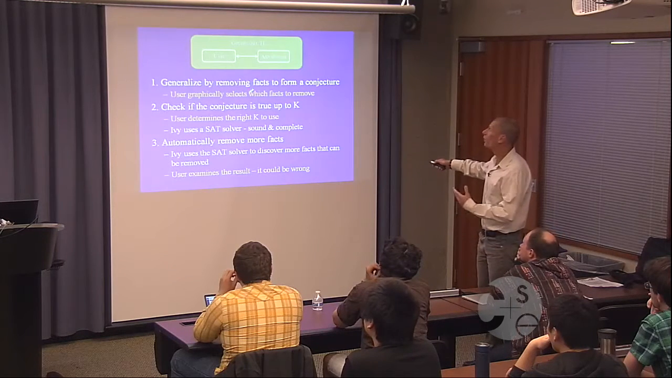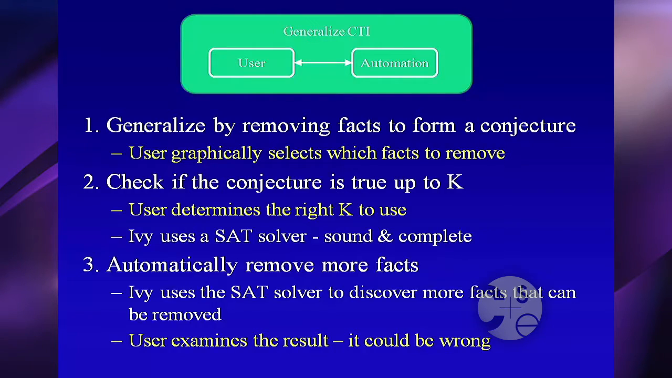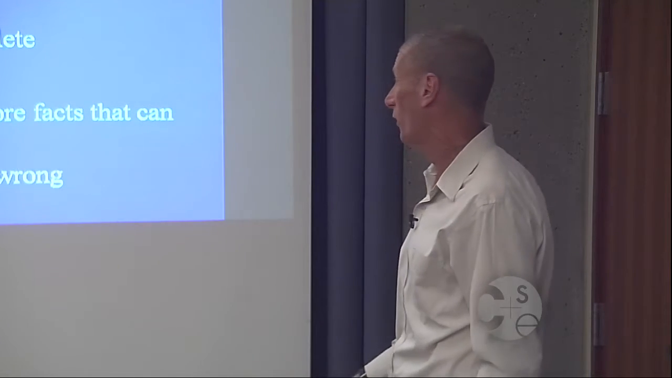Now, the most interesting thing is how we do this generalization. Basically, we generalize by removing facts from the conjecture, and you will see, we believe in a graphical user interface. So we let the user select the thing to be removed graphically. One of the things that we can check is whether a conjecture is true up to K steps, and Ivy uses a SAT solver to check that. We also automatically remove more facts. Once again, we can use a SAT solver because when something is unsat, we can ask for a core, and find the smallest thing which is still unsat. So that's how we do this generalization, all based on the SAT solver.